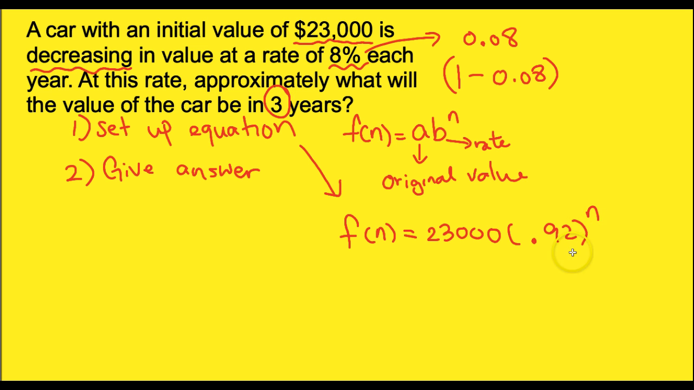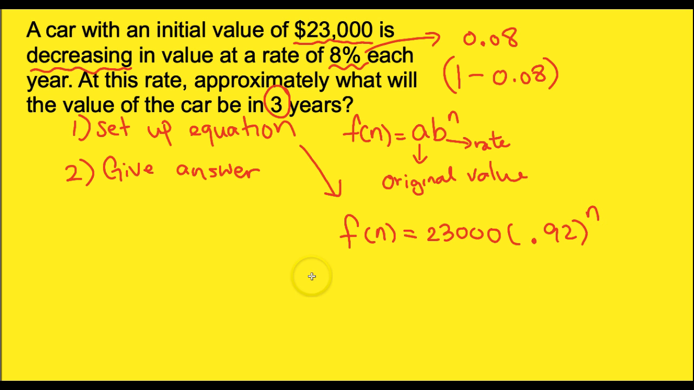On the 0th year, when you just purchased the car, the car is worth $23,000, but after 1 year, now the car value is dropping. You know that cars don't get more and more expensive unless it's one of those really awesome cars. Anyway, this car, after a year, is going to be worth how much? 23,000 times 0.92. So after 3 years, how much is it going to be? We just have to plug in a 3 over there.